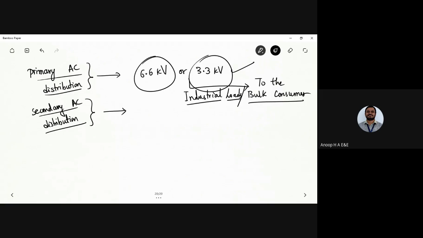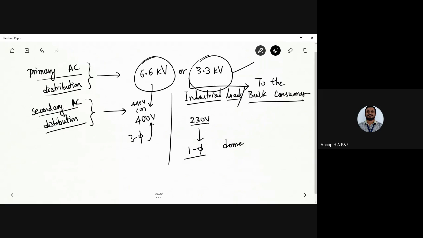All right. So now the next concept I'm going to deal with is the secondary AC distribution. In case of secondary AC, it needs to be stepped down to somewhat around 440 volts or 400 volts. That is for a three-phase system. And for a single phase, it is 230 volt, that whatever we use in our home appliances or domestic appliances. Okay, so we have domestic applications.